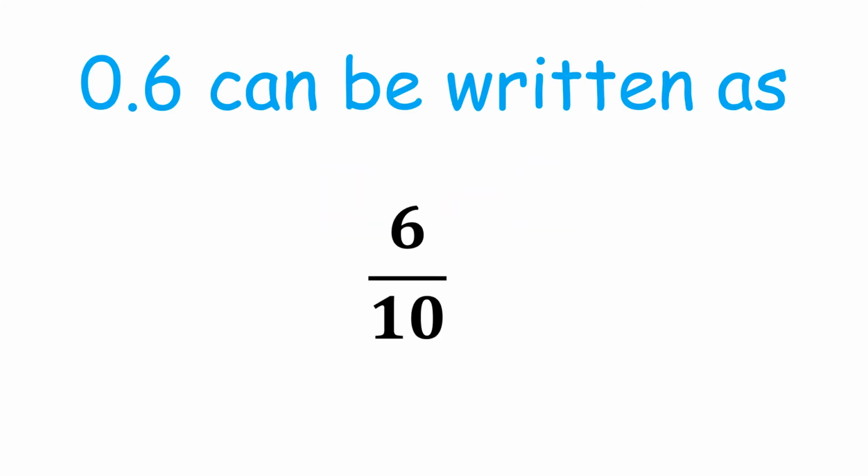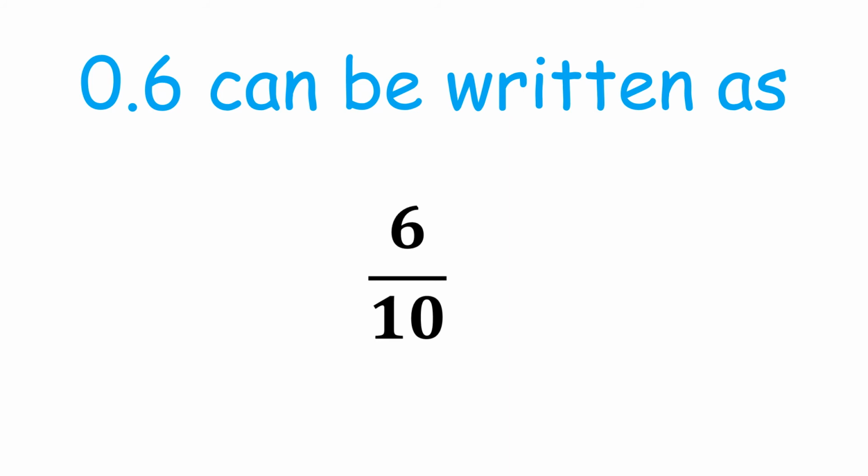Now next, sometimes the question can be like this also, in the reverse way. If it is 0.6, this can also be written as 6 over 10. Sometimes the question comes that write 0.6 in fractions. How will you do that? The answer is 6 over 10, but how?